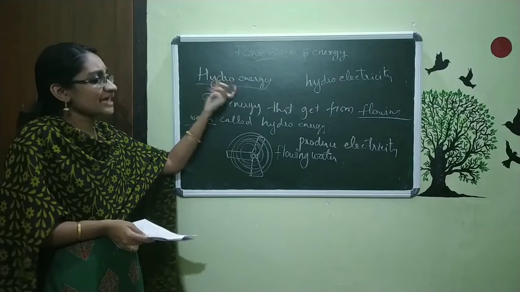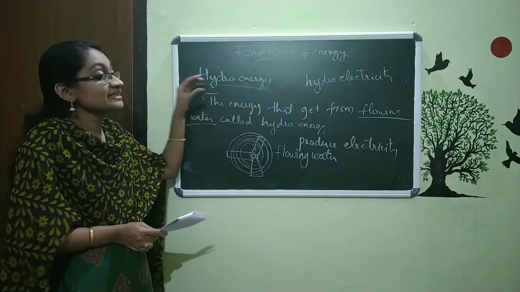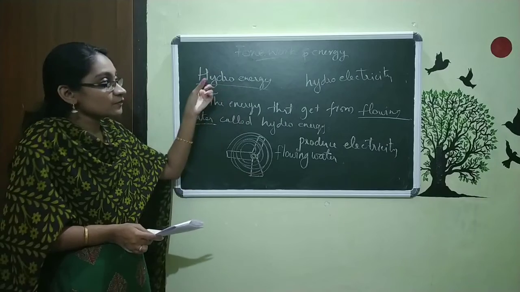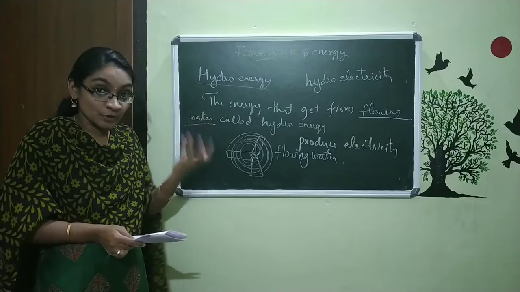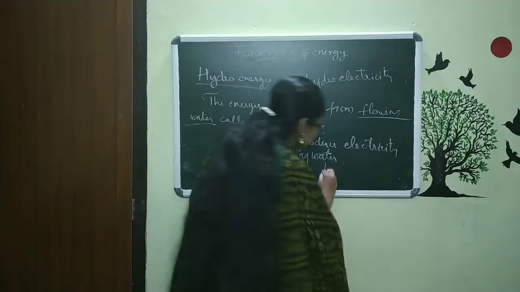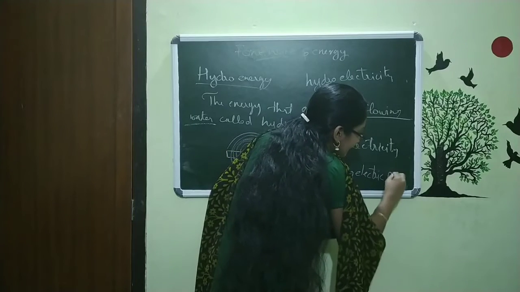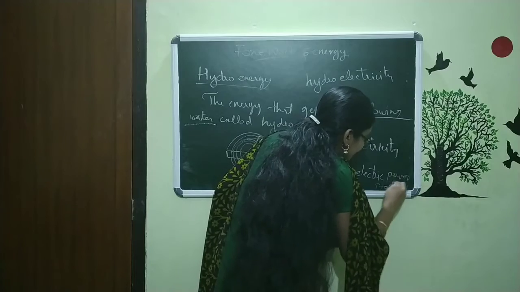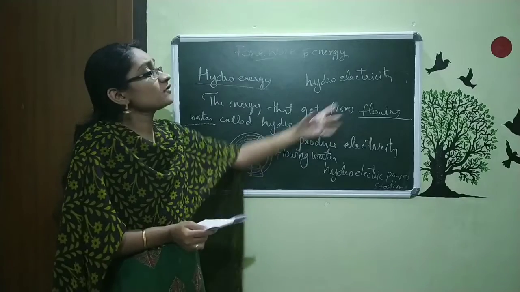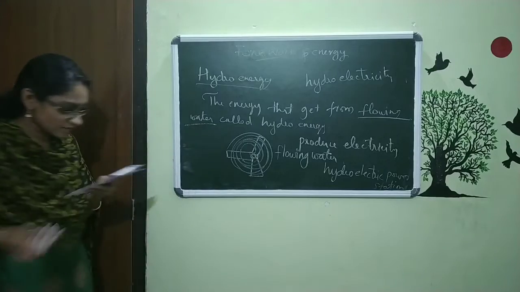When you are studying this hydro energy, nothing more is there. You just want to study the definition. The energy that we get from flowing water is called hydro energy. We are utilizing this hydro energy to produce electricity in hydroelectric power stations. Power station means the center where we are producing electricity, and the name of the electricity they are producing is hydroelectricity. This is the only thing for hydro energy.